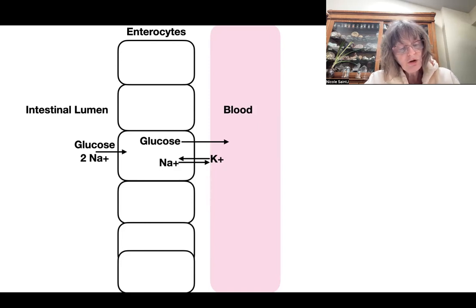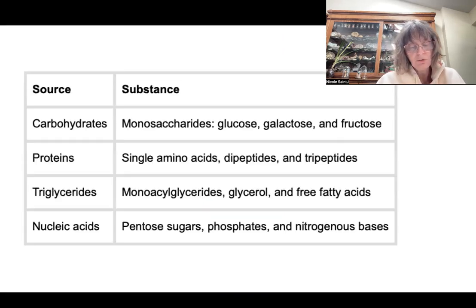And the sodium is pumped out of the cell by a sodium-potassium pump, and we're getting back to normal. So sodium out of the cell, potassium inside the cell. So our first substance, glucose, has reached its destination.